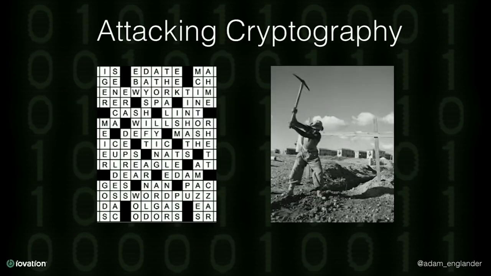So when attacking it, there are two ways that you can attack cryptography. One is pattern analysis. The other is brute force. Pattern analysis is often referred to as cryptanalysis. That's taking some information you know about the subject, a raw subject, and seeing if you can determine patterns. And the other one is just trying it again. Is this it? No. Is this it? No. Is this it? No. That's brute force.